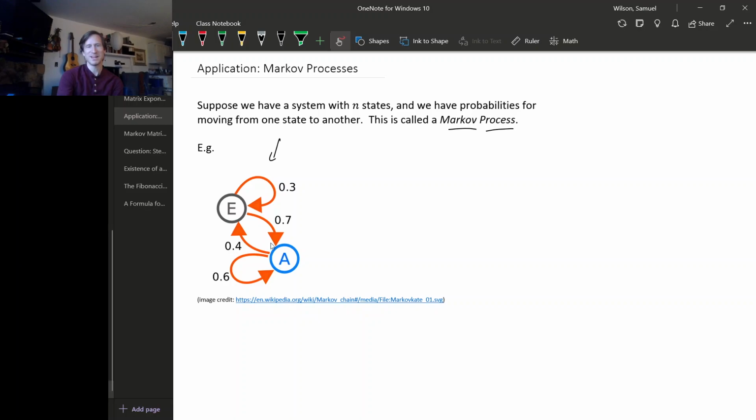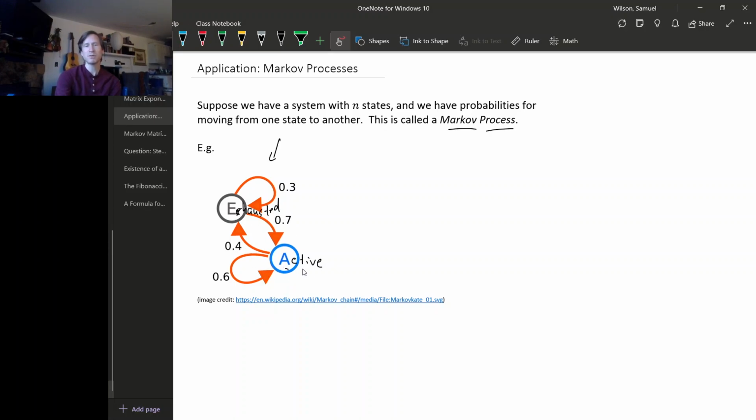This graphic came from Wikipedia, so A and E don't really mean anything, but just to attach some meaning, let's say that maybe state A is being active and state E is being exhausted. Okay, and since at every step in time there's a probability of moving from one state to another, that's what these arrows are showing us.